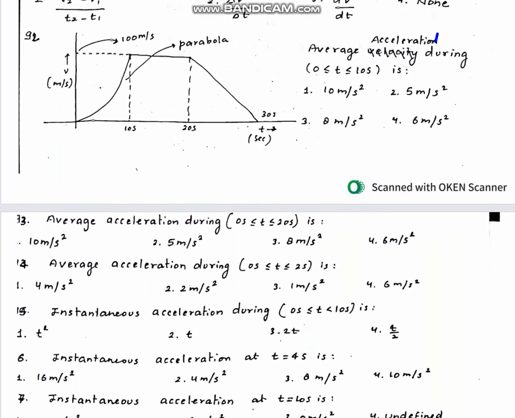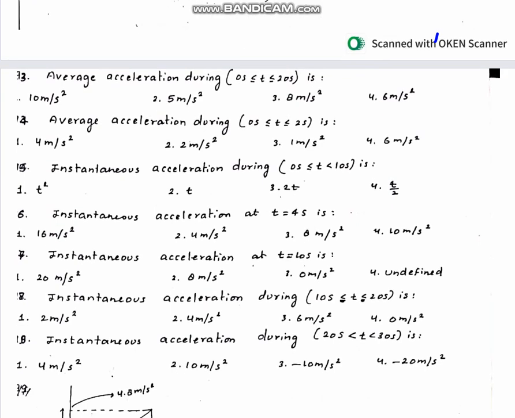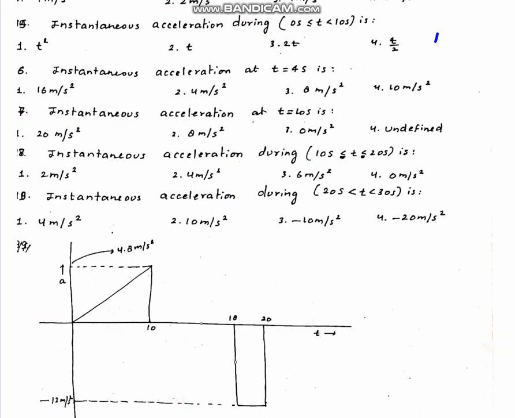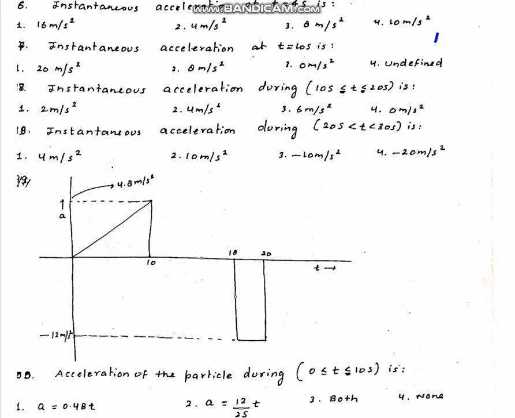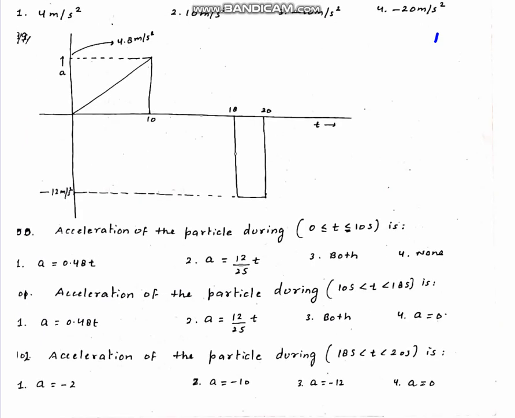In the next question we are given a graph of velocity and we need to find average acceleration during 0 to 10, then from 0 to 20, then 0 to 2, then instantaneous acceleration, then at t equal to 4, then t equal to 10, then instantaneous acceleration during 0 to 10 second, 10 to 20 second.